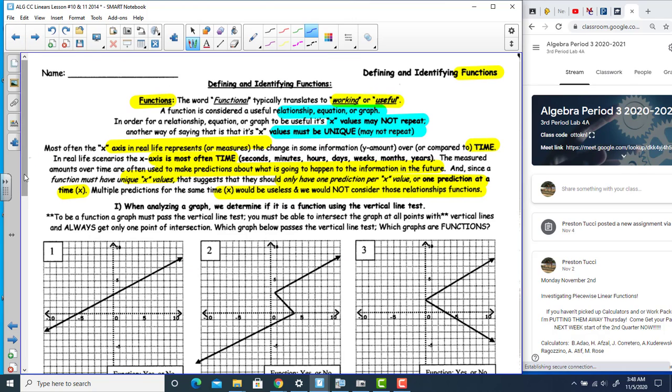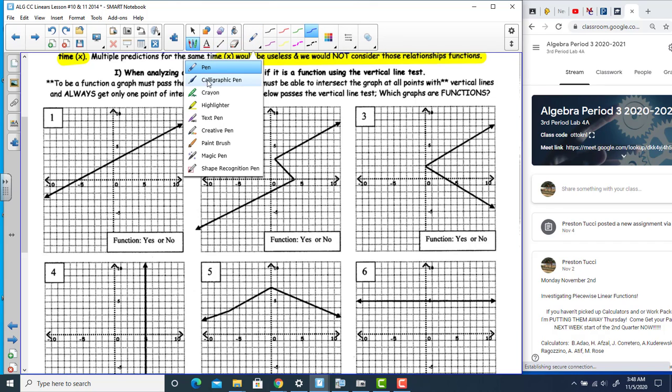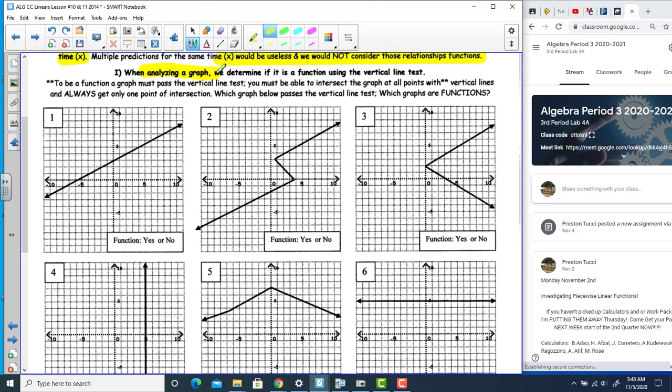And the first way is if we were dealing with a graph. If you're dealing with a graph, the easiest way to determine if it's a function is what we call the vertical line test. The vertical line test suggests that if you take a vertical line, which is a line that goes straight up and down, and you slice the graph with it at every single possible place, there should only be one point of intersection at all points in time.